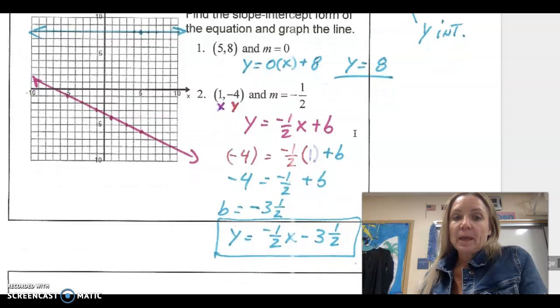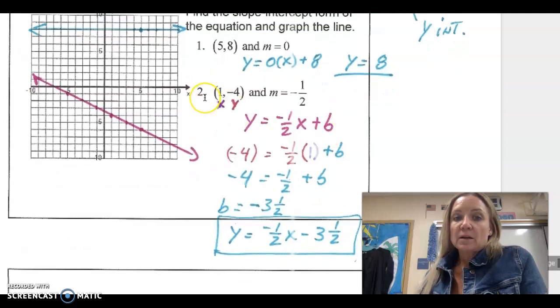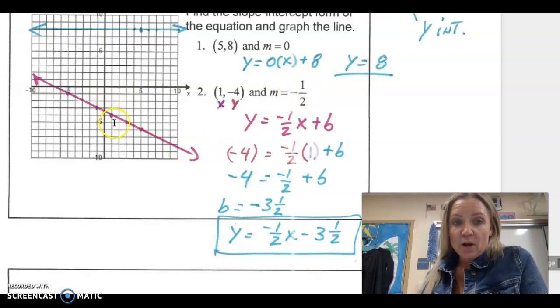Okay. The second problem on this one has a point at 1, -4. So you go over 1, down 1, 2, 3, 4. And from there, your slope is -1/2. So you're going to go down 1 over 2, down 1 over 2.